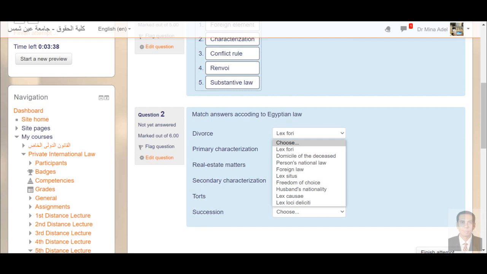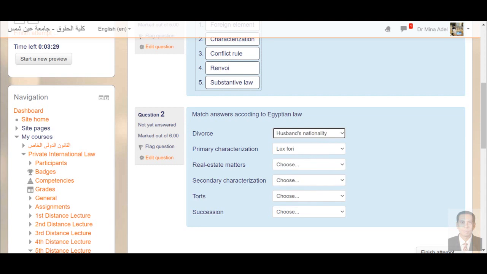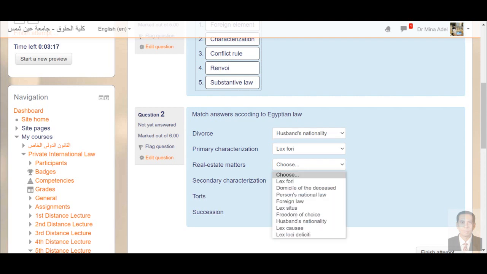So now we have divorce. Divorce, as you know, it is according to husband's nationality. Concerning primary characterization, it is applied of course, Lex Fori, Article 10, as you know. We have real estate matters. Real estate matters, as you know, it is where the real estate is situated. So it is Lex situs, where the immovable is situated.